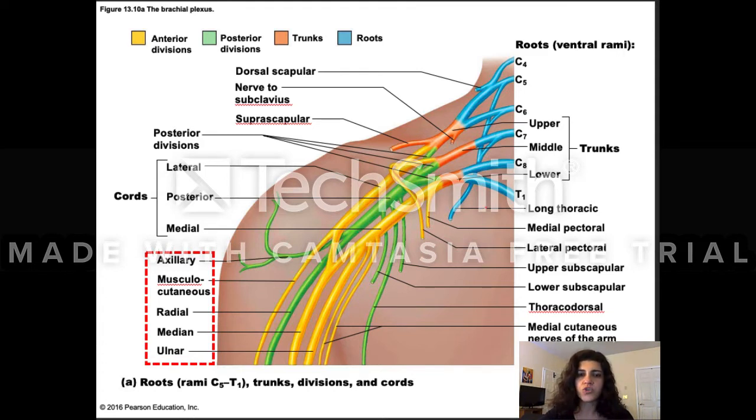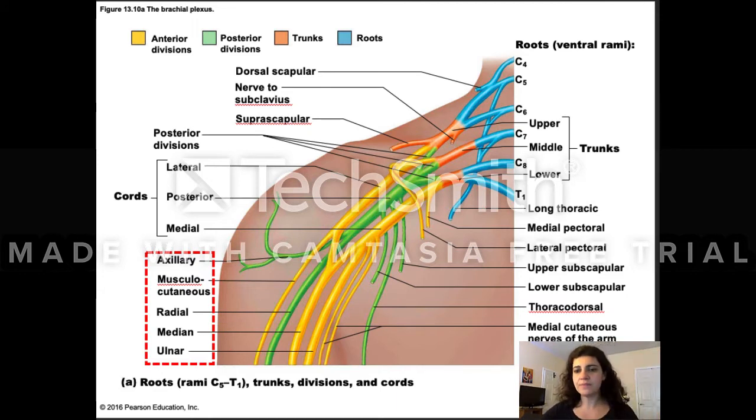Which ones do we need to know? And we're gonna go back to your list. I already did mine. So go back to your list, and now where it says brachial, look at each one of these nerves and try to fill it up. So we have the axillary, the musculocutaneous, the radial, the median, and the ulnar nerves. So let's talk about what they do.